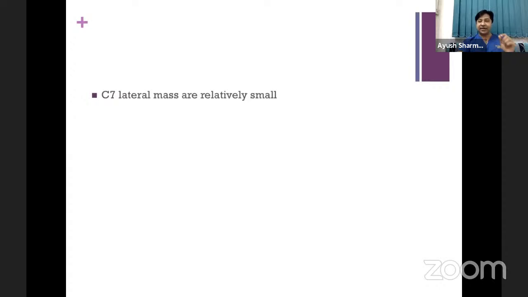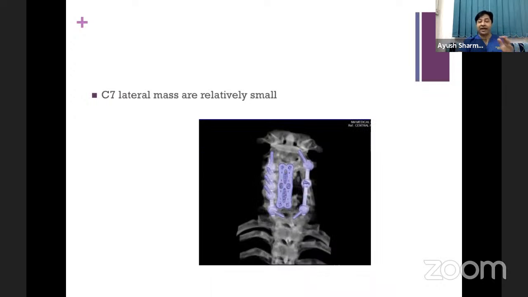Again, the C7 lateral mass may be very, very small in a few cases. So if C7 is the end of a massive construct, something like this, then you're better off with a pedicle screw than relying on a lateral mass screw.